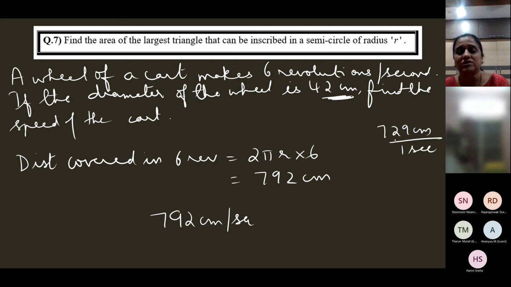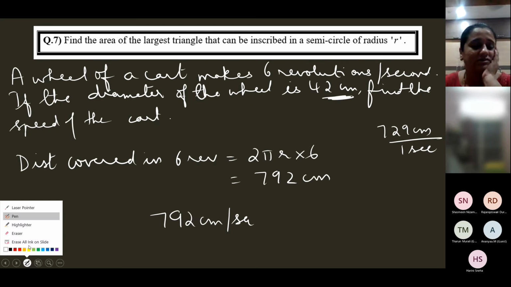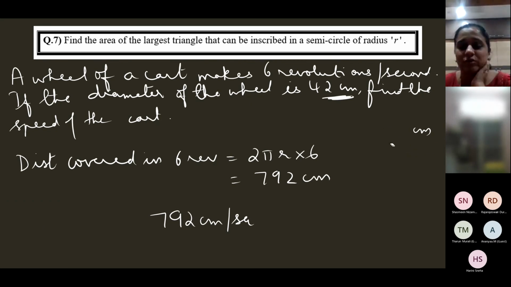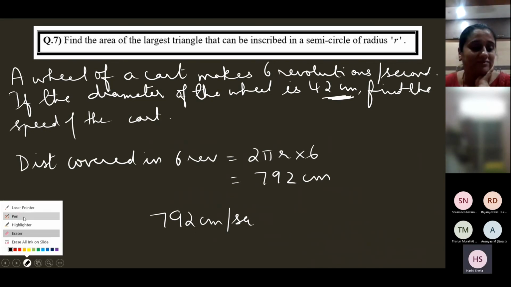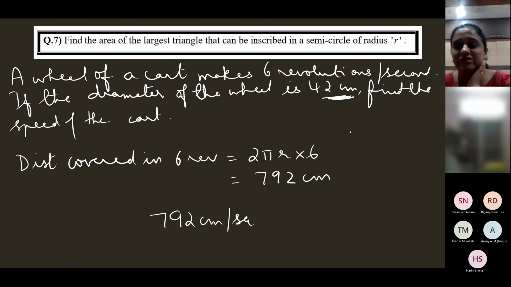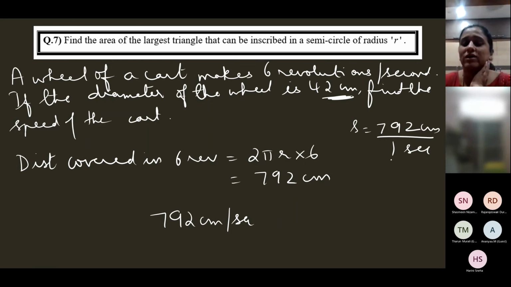So 797. My God, I've been reading this incorrectly. Is this the correct value, what I've written? 792? Yes, ma'am. Okay. So speed is equal to distance by time. Distance is 792 centimeters by time, 1 second. 792 by 1 is 792 centimeters per second.